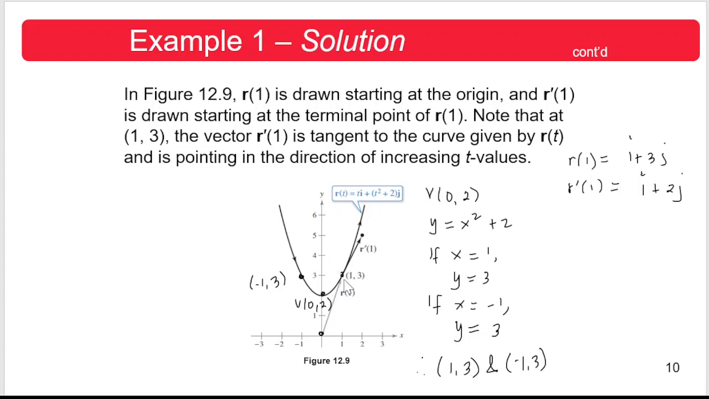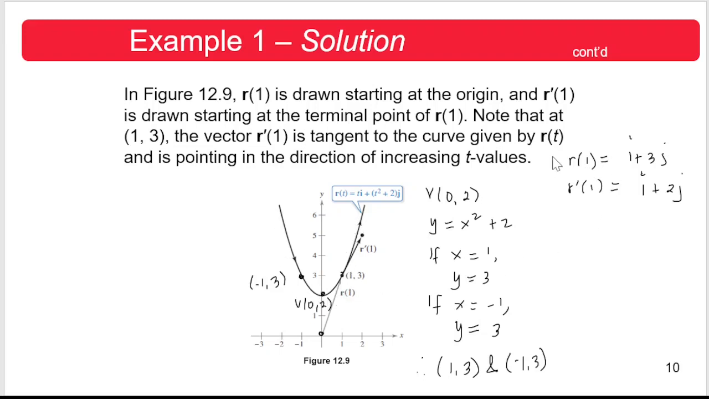So this is the point (1, 3), and for (-1, 3), you move 1 unit to the left along the negative x-axis, and then 3 units upward. So this point therefore is (-1, 3). Then connect the vertex with these 2 points to draw the parabola.